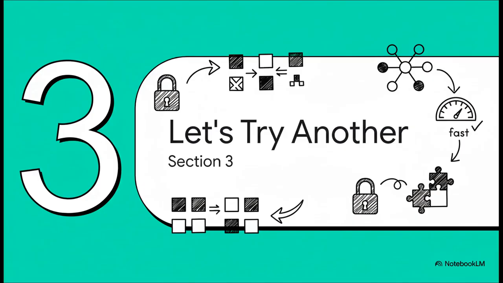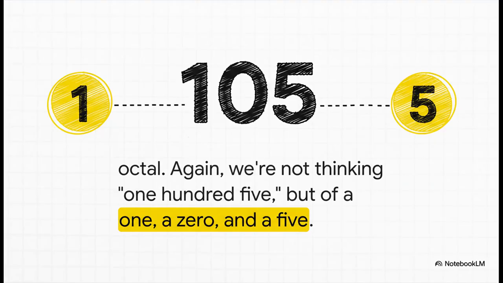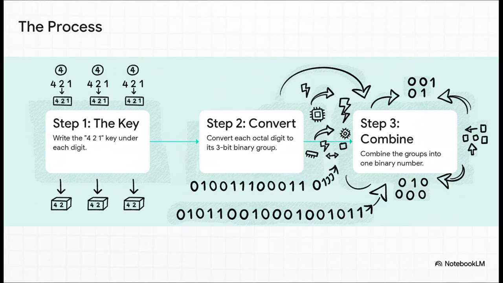All right, section 3. See how fast that was? Let's do one more just to really lock this method in your brain and prove that it works every single time, no matter the numbers. Okay, let's try the octal number 105. And remember the rule, right? We're not looking at 105. We are looking at 3 separate digits, a 1, a 0, and a 5. The process is exactly the same, and it's lightning fast.